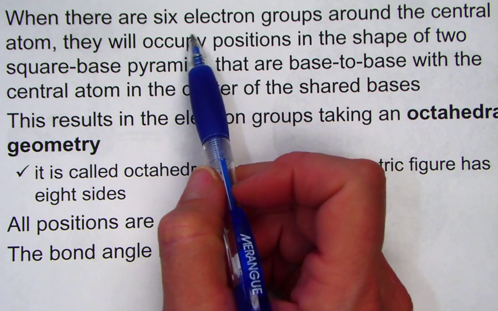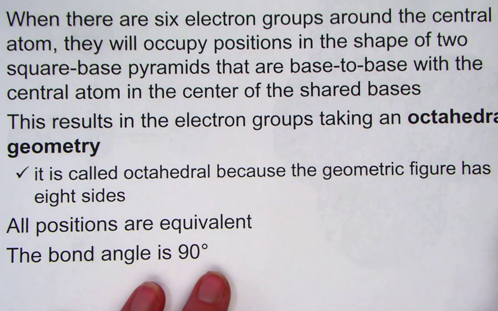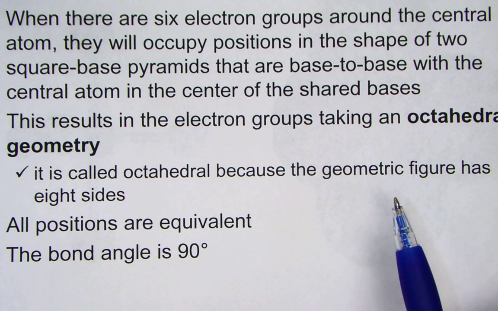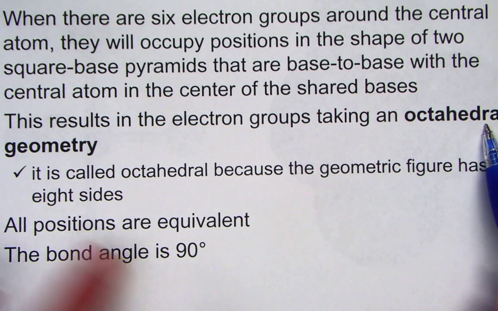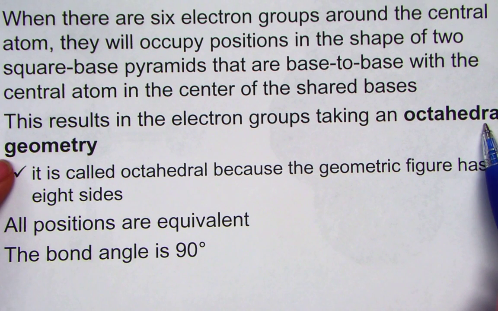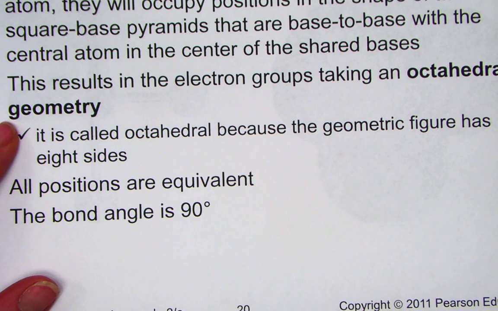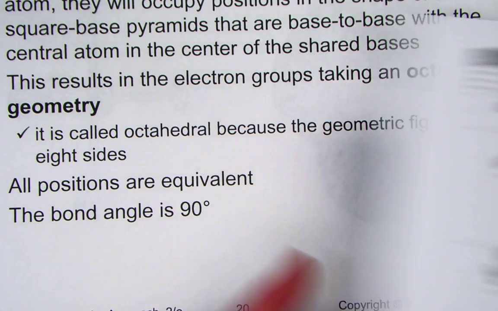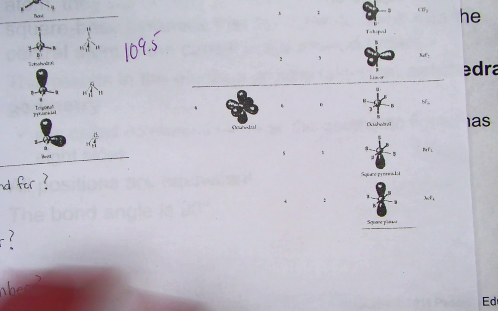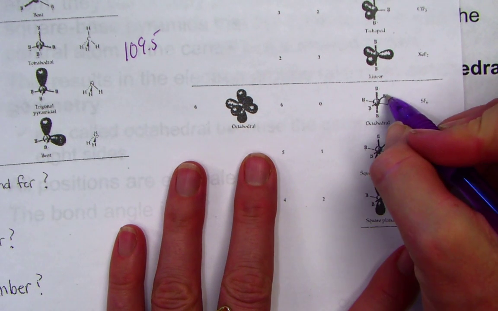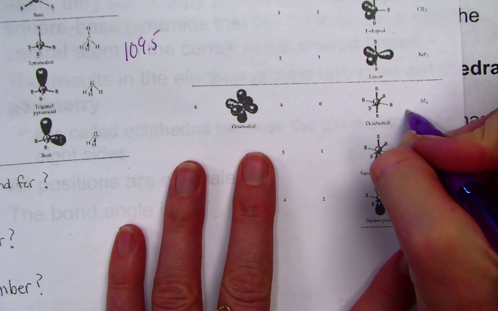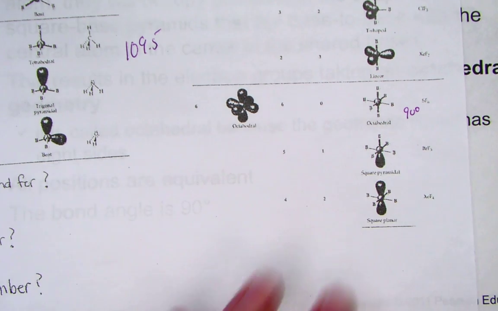So when there are 6 electron groups around the central atom, and again we've expanded the octet around the central atom to create room for 6 bonded pairs, we'll see it takes the shape of octahedral geometry. All positions are equivalent and give us a 90-degree bond angle. Putting this back on the screen, we can see between any position we would have a 90-degree bond angle.